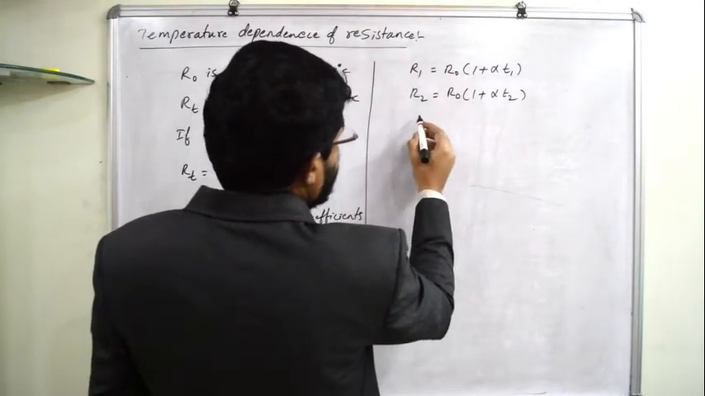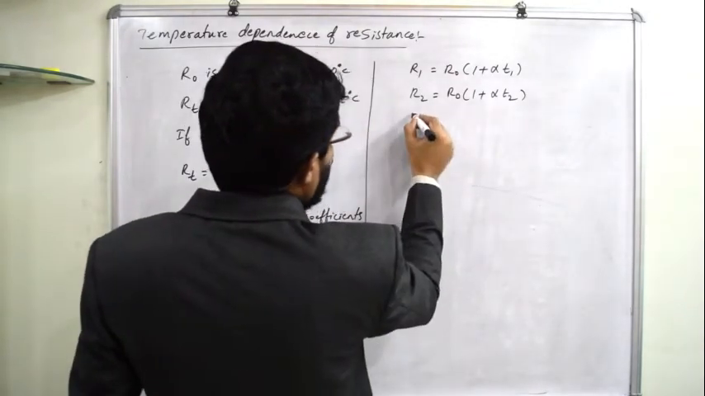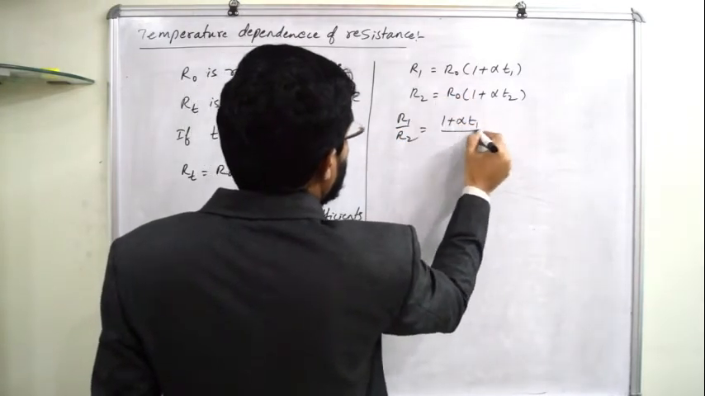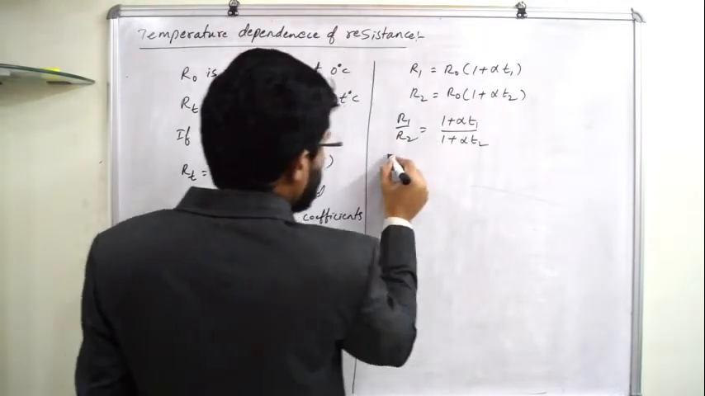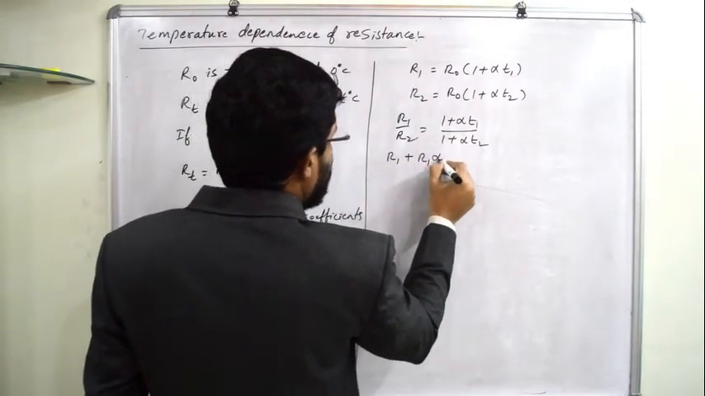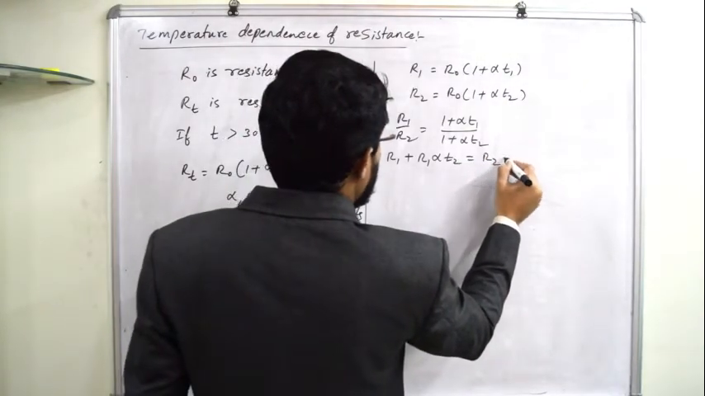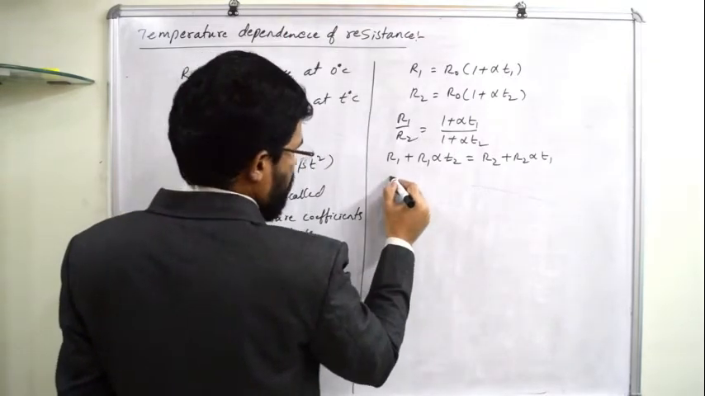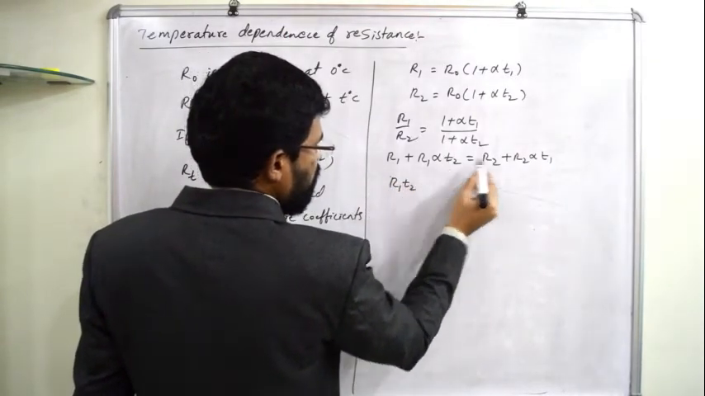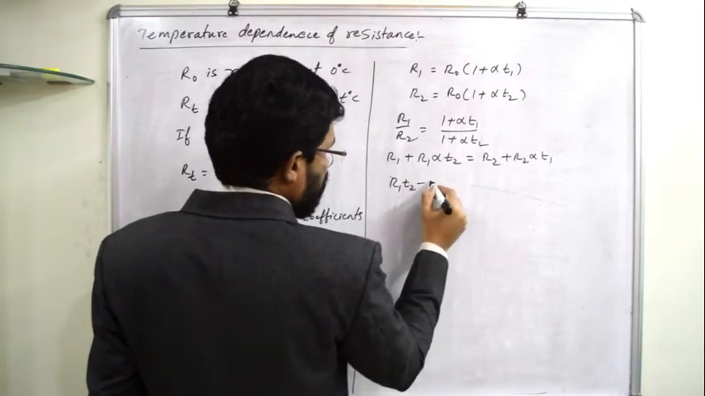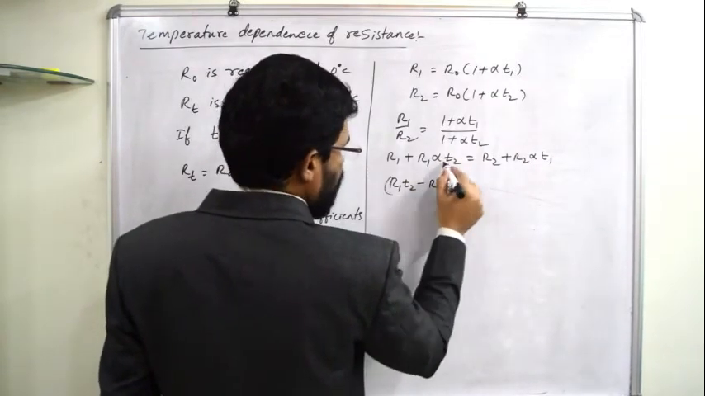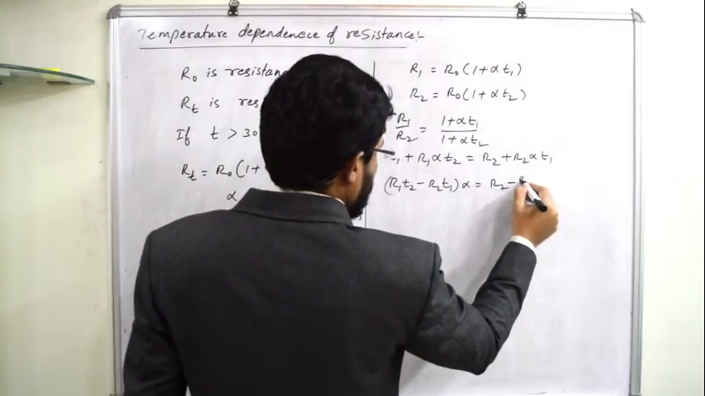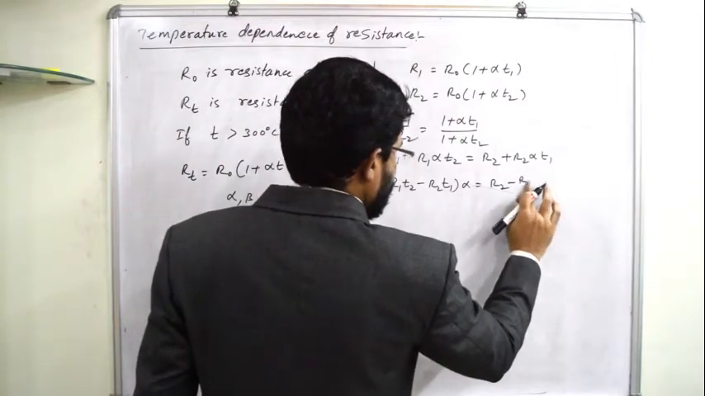Let me draw a conclusion. I'll take the ratio between these two equations. R1 by R2 is equal to, R naught gets cancelled, (1 plus alpha T1) by (1 plus alpha T2). Taking cross multiplication, R1 plus R1 alpha T2 is equal to R2 plus R2 alpha T1. From here, I'm bringing this term towards the LHS: R1 T2 minus R2 T1 times alpha, and this R1 is taken towards the RHS: R2 minus R1.